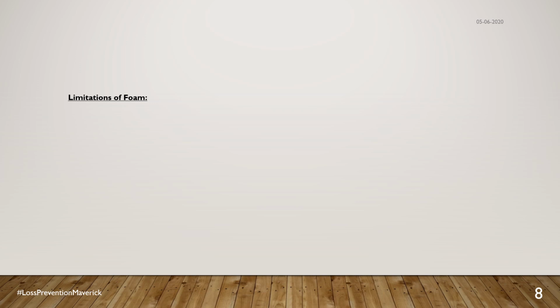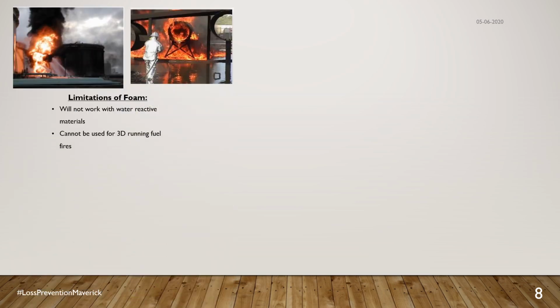Now let's move on to the portion called the limitations of foam. Yes, foam will not work with water reactive materials. If you could recall, we saw that one of the performance characteristics for foam is to form a cohesive blanket on top of the fuel surface. So with a water reactive material, it cannot be applicable. The next is that it cannot be used for 3D running fuel fire.